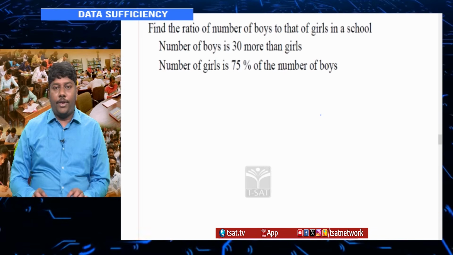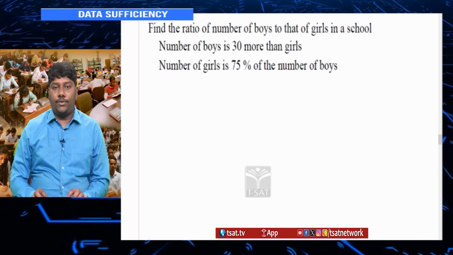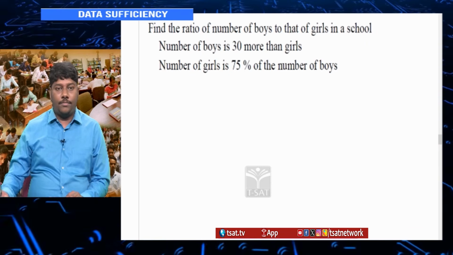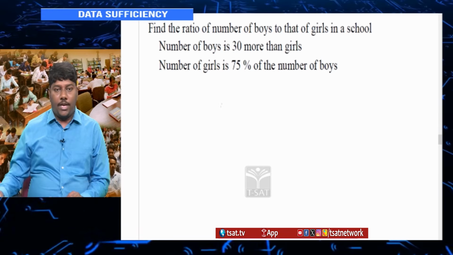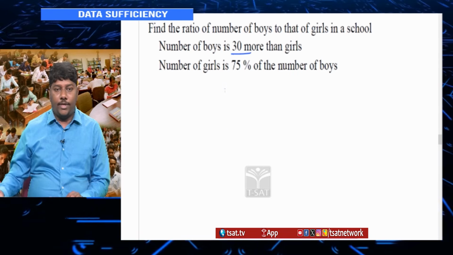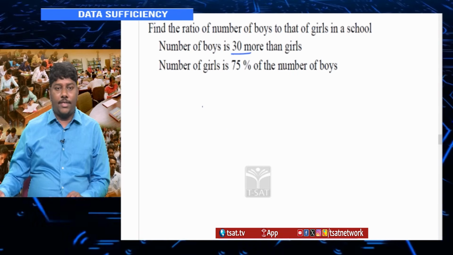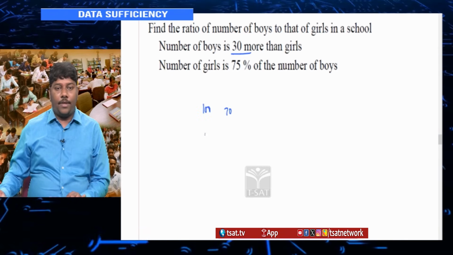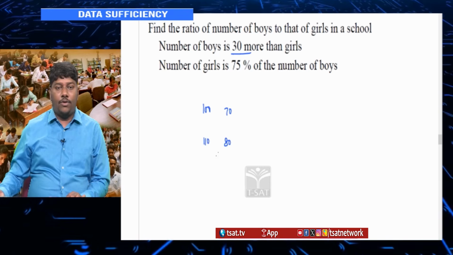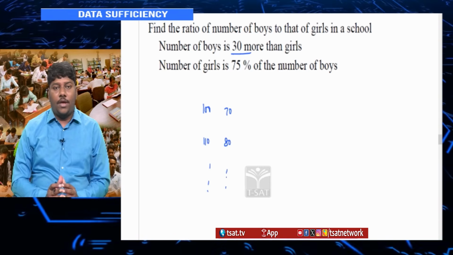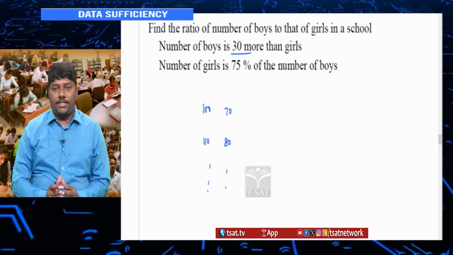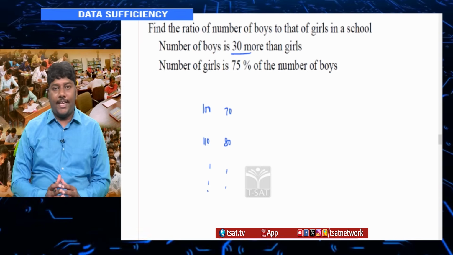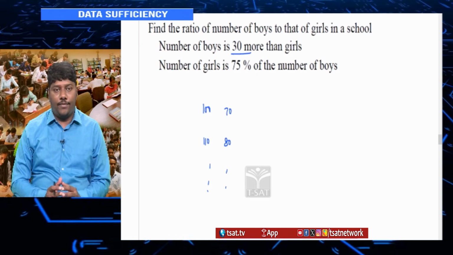Find the ratio of number of boys to the number of girls in a school. Number of boys is 30 more than number of girls. For example, difference 30 means boys are 30 more. If it is 100, it is 70. If it is 110, it can be 80. It goes on like this. So any two numbers whose difference is 30, I can take. But just by taking difference 30, you can't find out the ratio. Ratio varies. So the first statement is not sufficient to answer the given question.